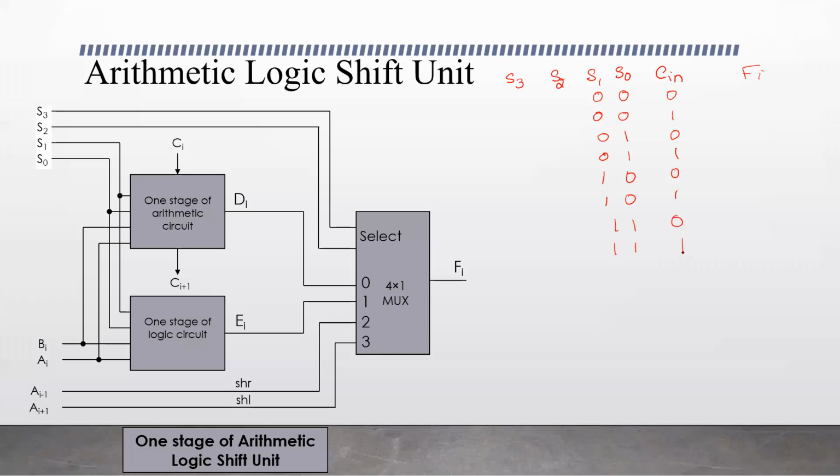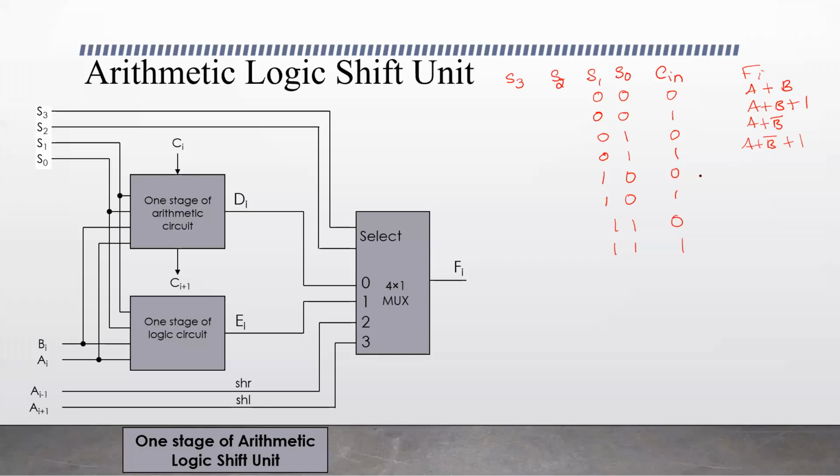So these are all the different arithmetic operations, right? When 0 0, the operation performed, we saw, is A plus B, correct? And 0 0 with carry in 1, it is A plus B plus 1. And 0 1 with carry 0, the arithmetic operation performed is A plus B complement. With carry 1, it is A plus B complement plus 1. It is subtraction.